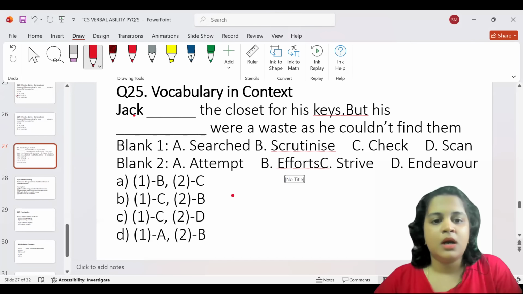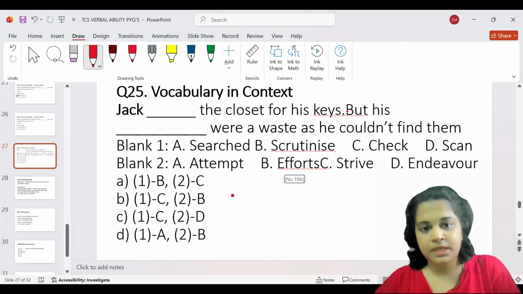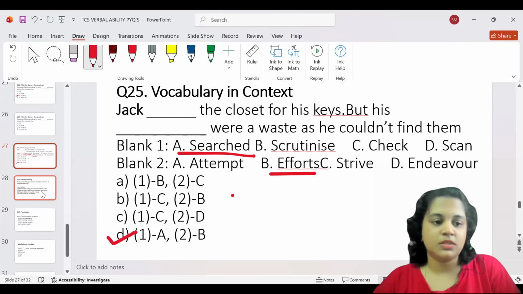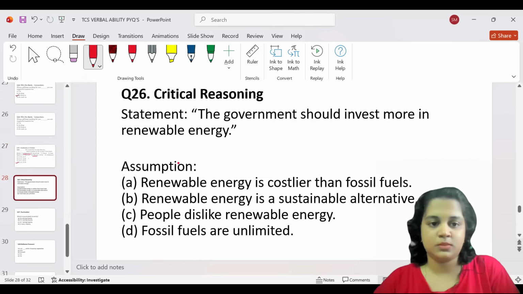Jack blanked the closet for his keys, but his blank were a waste as he couldn't find them. Jack scanned the closet, checked, scrutinized. It's searched. Jack searched the closet for his keys, but his efforts were a waste as he couldn't find them. So it's A and B. Again, it is option D which has the correct answers. Let us go to the next question.